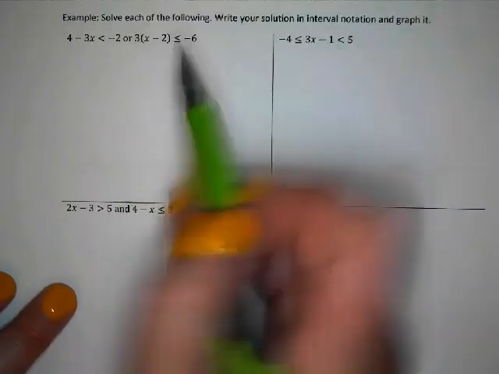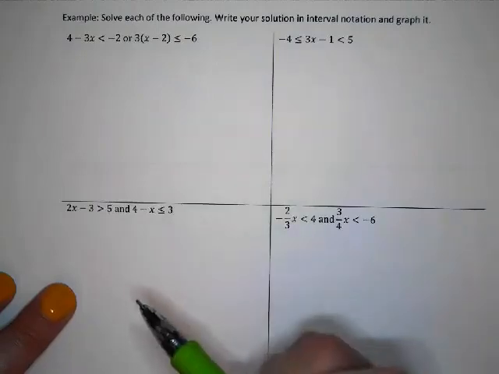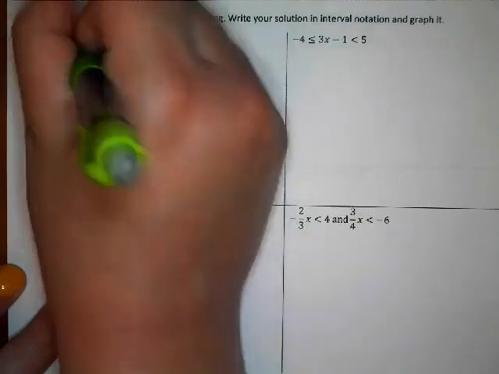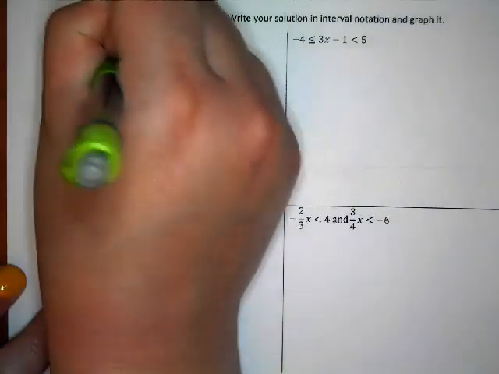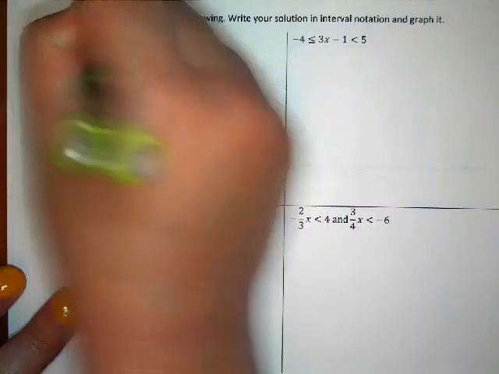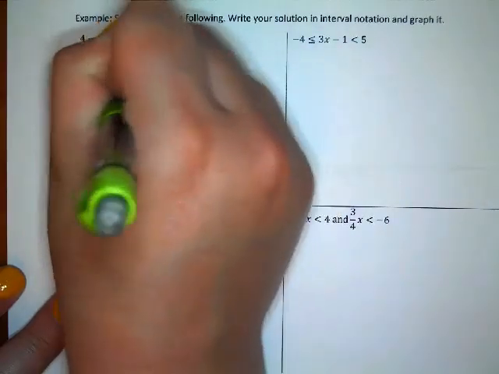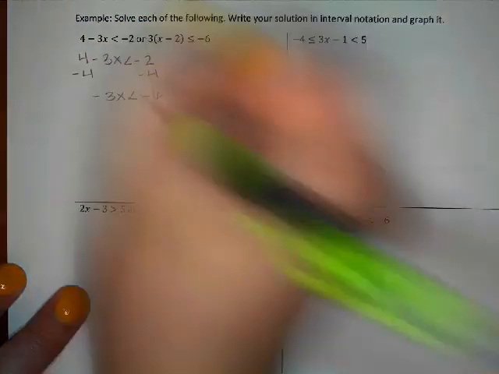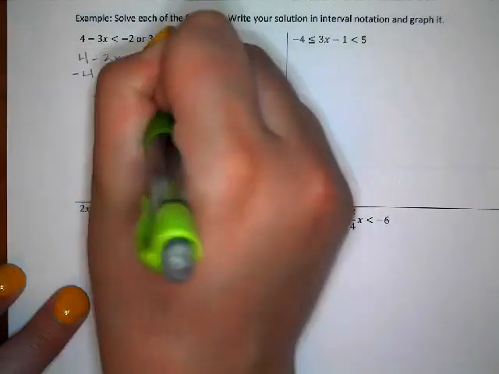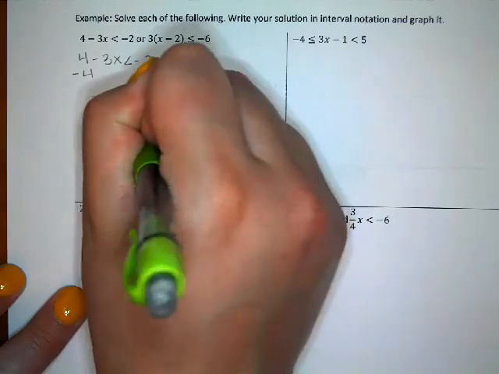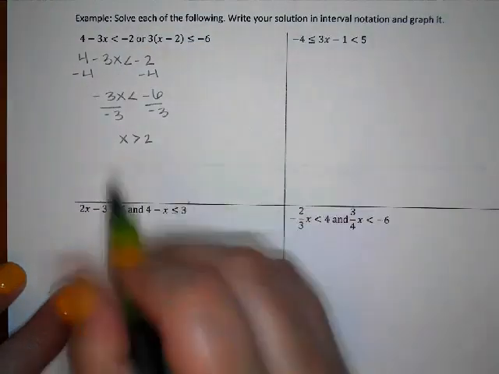All right, so here's some examples. First, we have an or problem. So I'm just going to go ahead and solve this as two separate inequalities. So first, I've got 4 minus 3x is less than negative 2. I'll start off by subtracting the 4 to the other side. And then I can divide by negative 3. And since I divided by a negative, I'm going to flip the symbol. So the first solution I have is x is greater than 2.